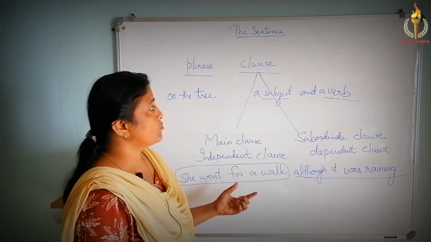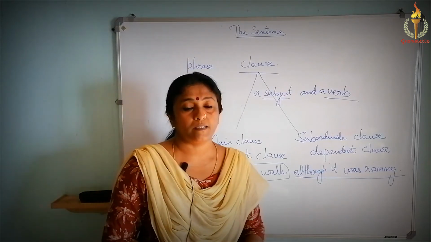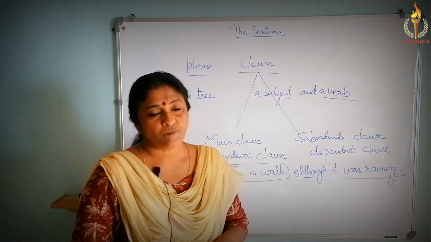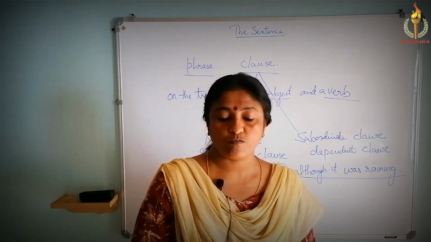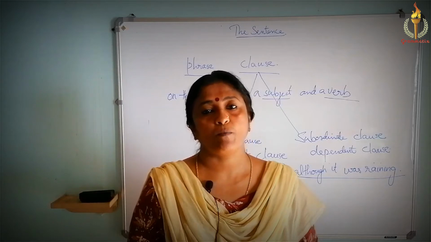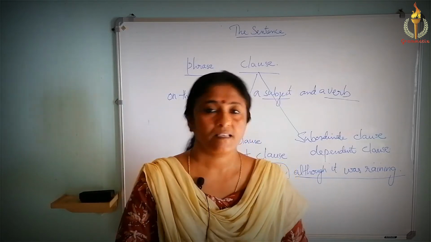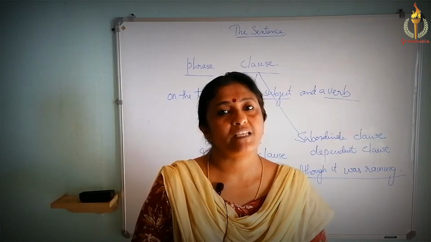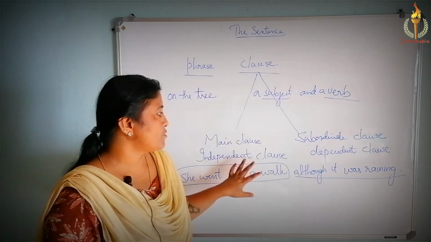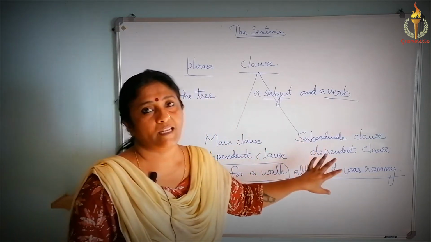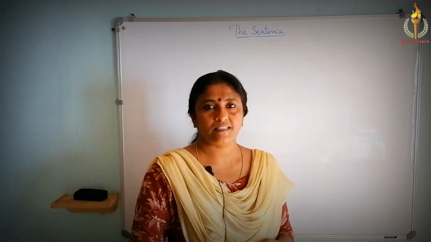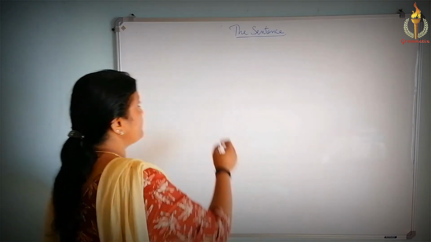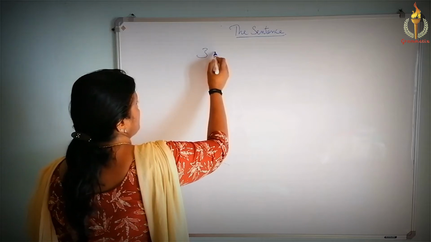So now moving on to the structure. According to the structure, a sentence is classified into three, that is simple sentence, compound sentence and complex sentence. To understand the definition of these three, we need to understand the definition of independent clause and dependent clause. Now according to the structure, a sentence can be classified into three. So three classifications.